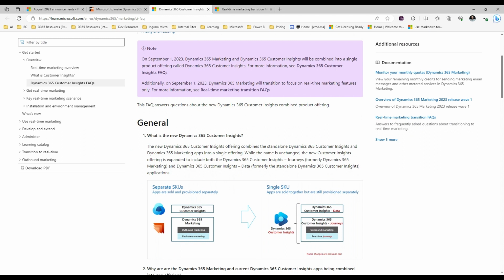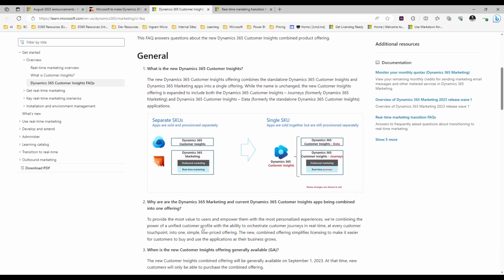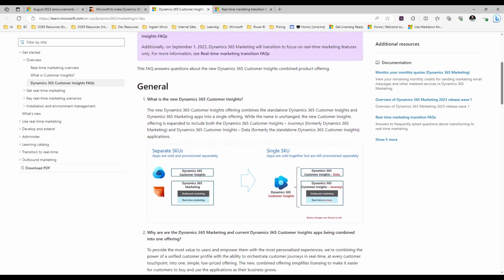It's Customer Insights plus Marketing, being called Customer Insights. There will be some terminology changes here. They call out, for example, that under the old marketing SKU, it was called real time marketing. And under Customer Insights, it will be called real time journeys.